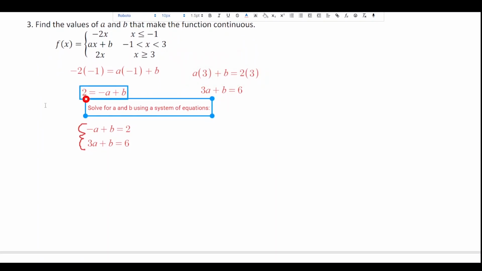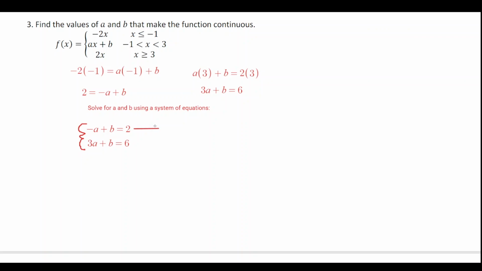And I guess I'll do this using substitution. You could get away with using elimination, but I think substitution is probably going to be the way to go here. So I'm going to solve this first equation for b and then plug that into the second equation. So if I solve this one for b, I'm going to get b equals a plus 2. And then I'm going to take that expression, the a plus 2 expression, and substitute that in for b in the second equation. So that gives me 3a plus a plus 2 equals 6. 3a plus a is going to be 4a. So we've got 4a equals 4. So a is going to be 1.